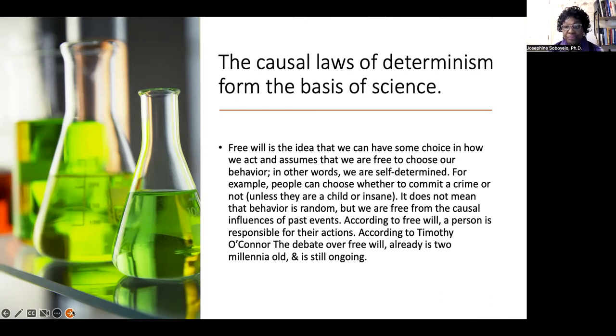For example, people can choose whether to commit a crime or not, unless they are a child or insane, because there are two categories that are exempted. When somebody is a very little child, you don't know what is right or wrong at times. And that is why when you take a burning light like a candle light or something that can even burn a child near the child, he can touch it because he doesn't know if it's going to be hot or not.